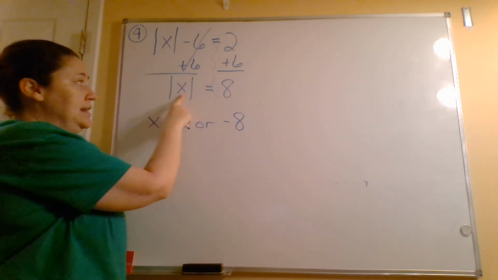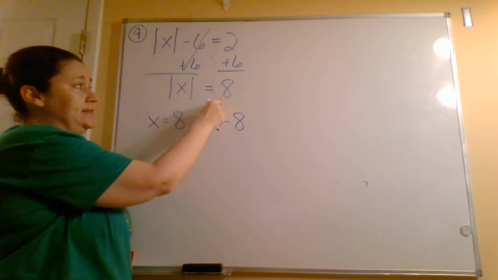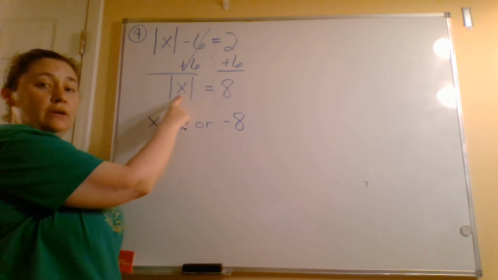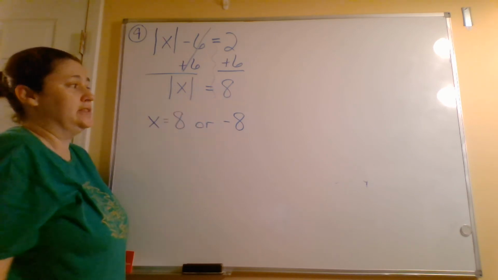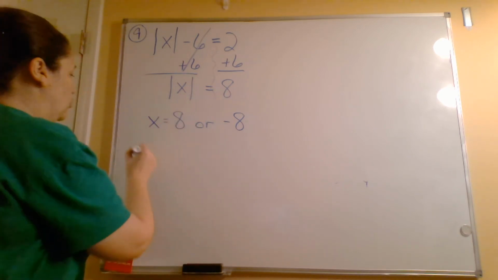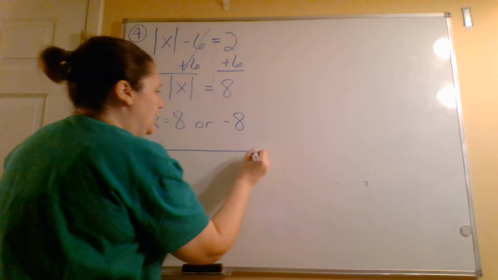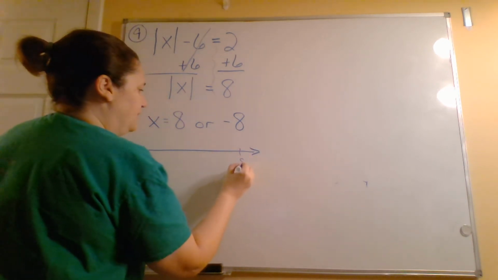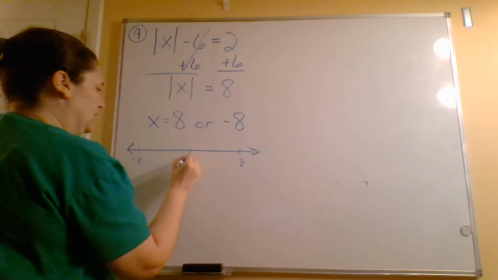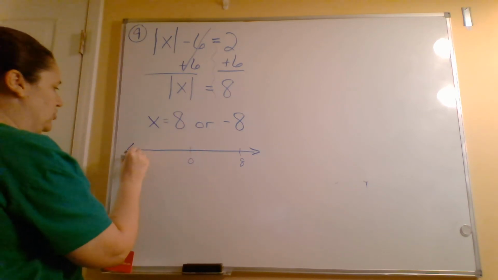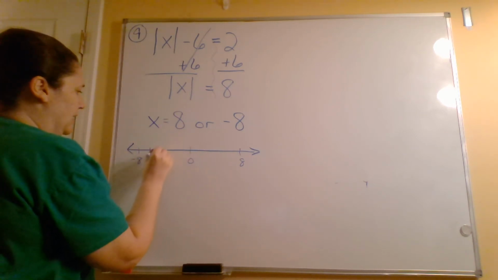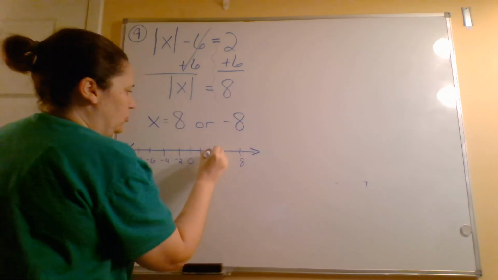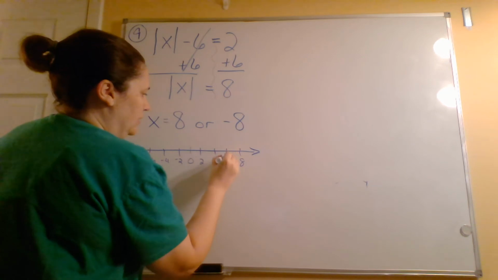You can put an 8 here. The absolute value of 8 is 8. But you can also put a negative 8 here. The absolute value of negative 8 is positive 8. And then to graph this, you had to draw a number line that went from negative 8 to positive 8. And you've got to have those numbers in between. How about if we count by twos? Negative 8, negative 6, negative 4, negative 2, 2, 4, 6, 8.